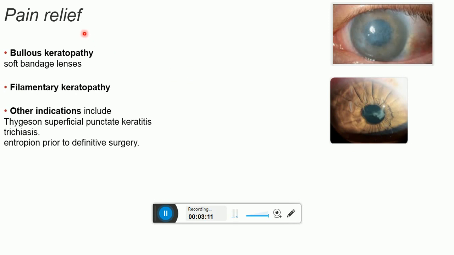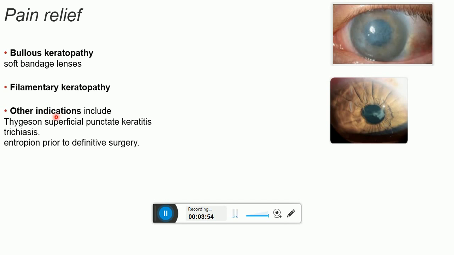Contact lenses are used for pain relief. For example, bullous keratopathy can be managed with soft bandage contact lenses because they relieve pain by protecting the exposed corneal nerve endings from the shearing force of the lids during blinking. The lens may also flatten bullae and diffuse fine epithelial cysts. Another use is filamentary keratopathy. There is pain in filamentary keratopathy resistant to topical treatment, and patients will usually achieve some relief from soft contact lens wear.